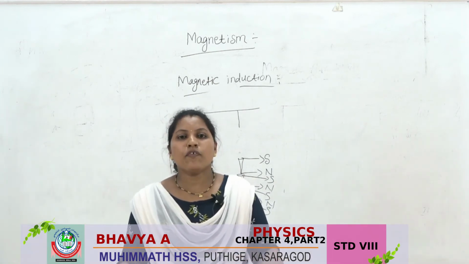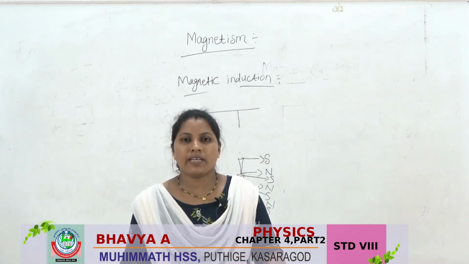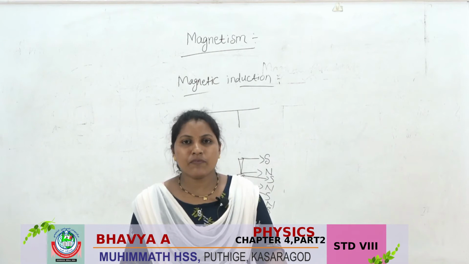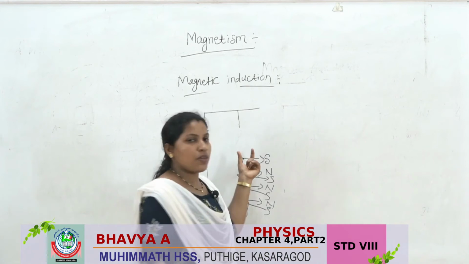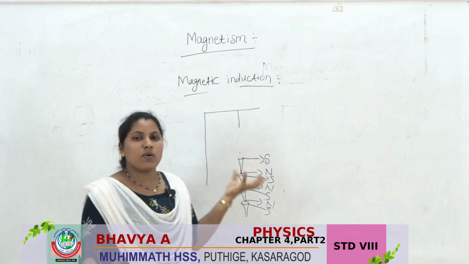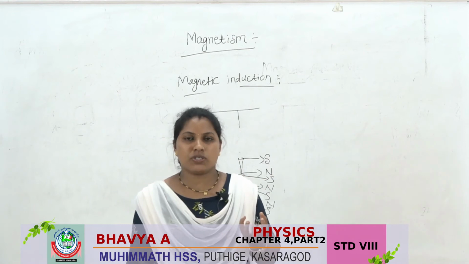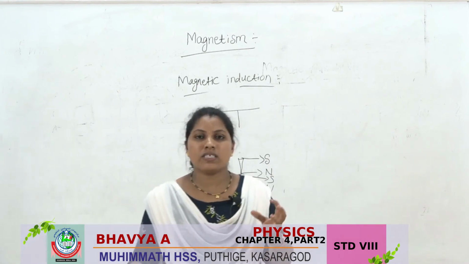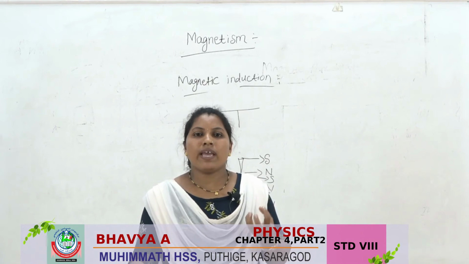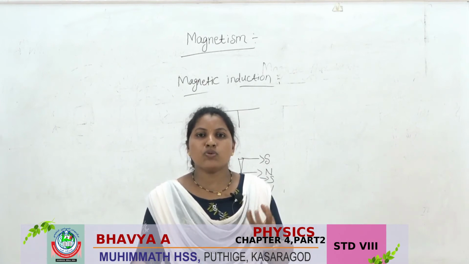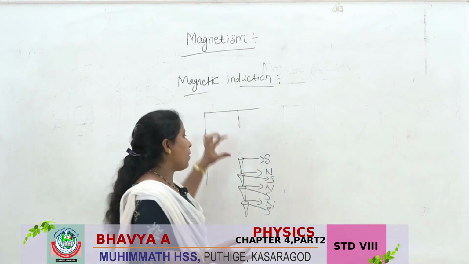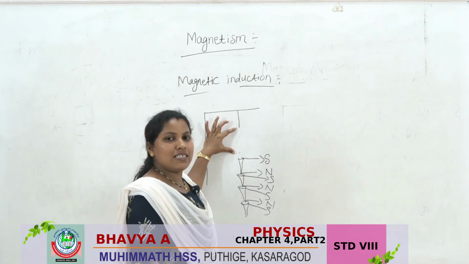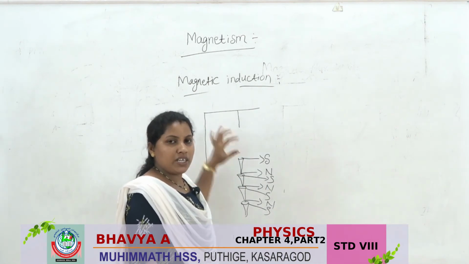This is the phenomenon of a magnetic substance acquiring magnetism due to the presence of a magnetic field. Acquiring magnetism in the presence of a magnetic field, or in the presence of magnets, is called magnetic induction. Magnetic induction is the property of a magnetic substance acquiring magnetism due to the presence of magnets. It is acquiring magnetic power due to the presence of a magnet. This is called magnetic induction.